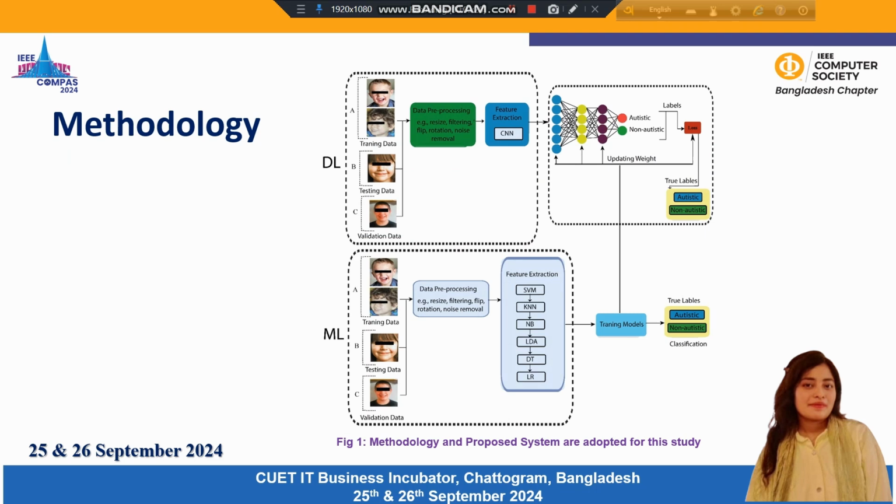For feature extraction, deep learning has the CNN, the convolutional neural network, but machine learning has classifiers like SVM, then KNN, K nearest neighbors, then NB, which is naive Bayes, and also LDA, DT, which is decision tree, and LR, logistic regression. Both of the feature extractions are processed into the training models, and after that we get the output levels, which are autistic or non-autistic.